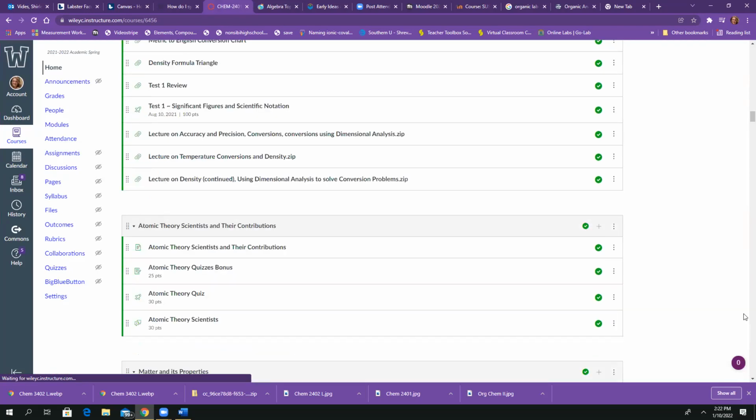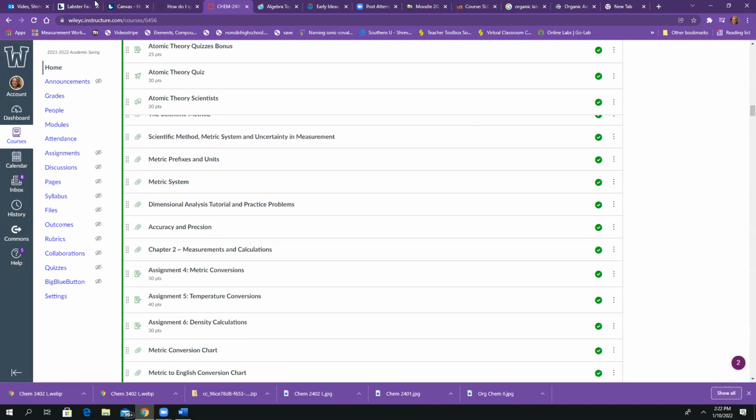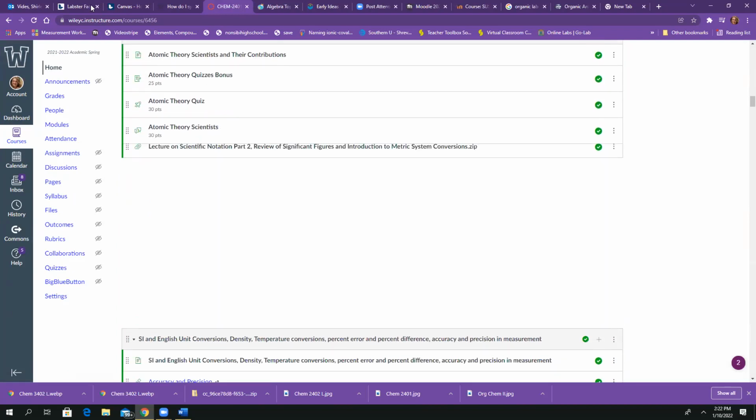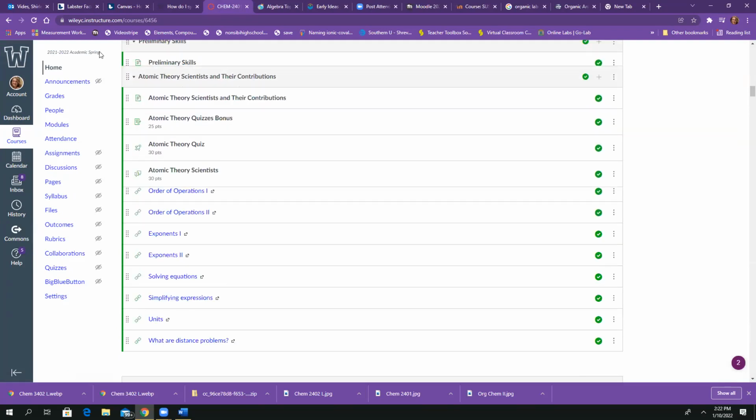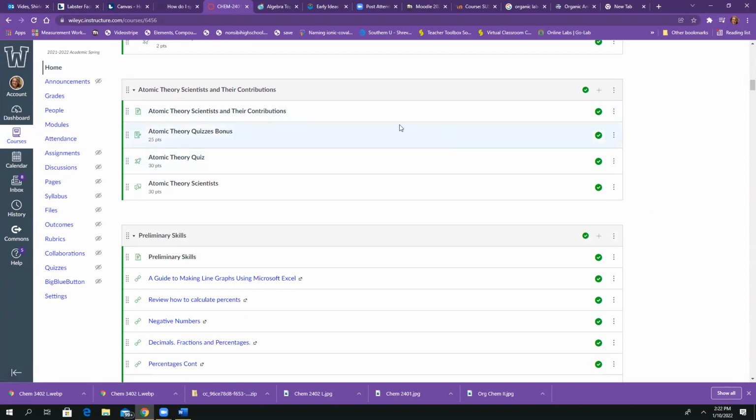Okay, let's see. All right, so I need to move you up here. I'm dragging it in. And it'll actually even be before preliminary skills because those preliminary skills are not necessary for this. So this is your first thing you're doing, this atomic theory scientist. And then you've got an assignment. No, you don't have an assignment. Never mind. Just the bonuses, the quiz, which should be ready.